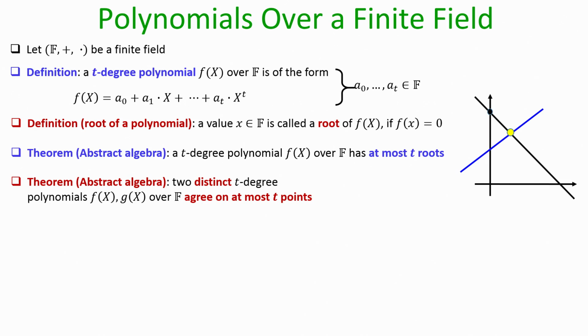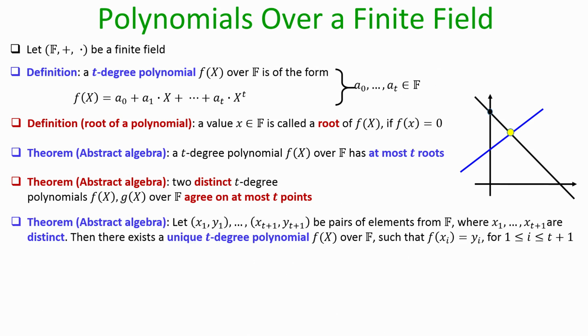Based on this theorem, we can state that if we have two distinct t degree polynomials, say f of x and g of x over a field, then they can have at most t common points. They cannot have t plus 1 or more common points. For instance, two distinct straight lines can intersect at most at one point. They cannot intersect at two points, because if they intersect at two common points, then the two straight lines are basically the same straight line. And in general, this generalizes for any value of t. Again, I am not proving these theorems; these are well known results from abstract algebra.